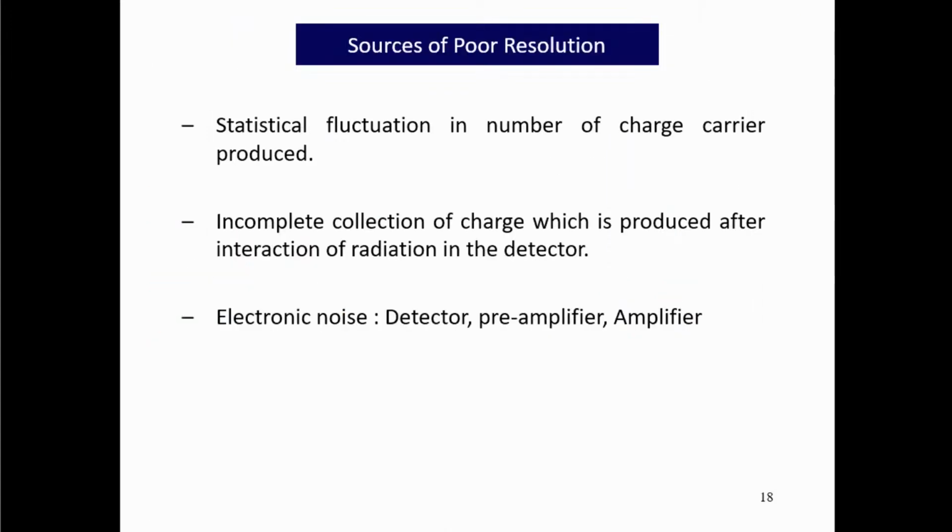So, what are the sources of poor resolution then? It is the statistical fluctuation in the number of charge carriers produced, as I just mentioned, then the incomplete collection of the charge produced after interaction of radiation in the detector, and of course, the electronic noise should be low in order to have a good resolution detector.